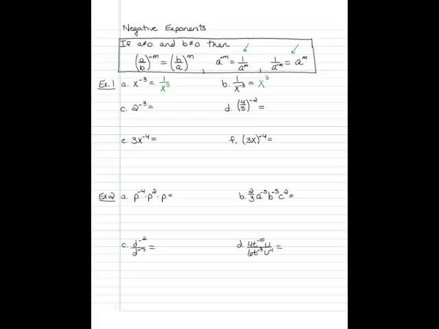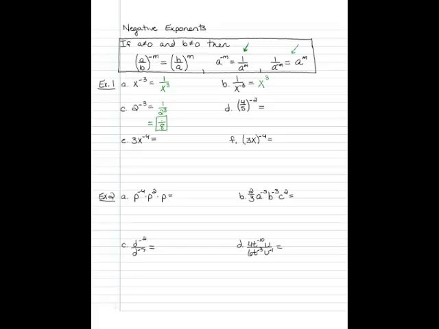For part C, we have 2 to the negative 3, and applying again this property, we have 2 to the negative 3 is equal to 1 over 2 cubed. 2 cubed is 8, so one last step here, 1 over 8.